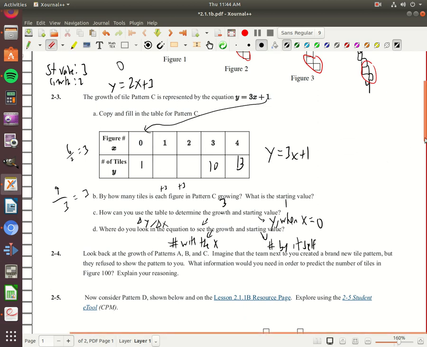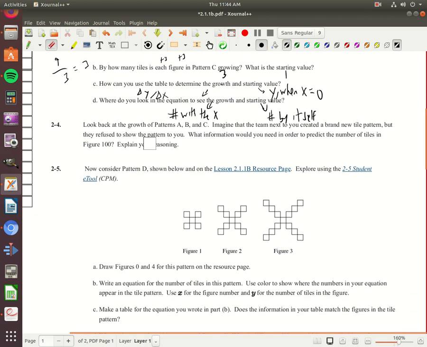All right, so moving along here. It says, look back to the growth of patterns A, B, and C. Imagine that the team next to you created a brand new tile pattern, but they refuse to show you the pattern. What information would you need in order to predict the number of tiles in figure 100? Well, I would need to know how many tiles were in figure 0, the starting point. And I would want to know the growth from one figure to the next.